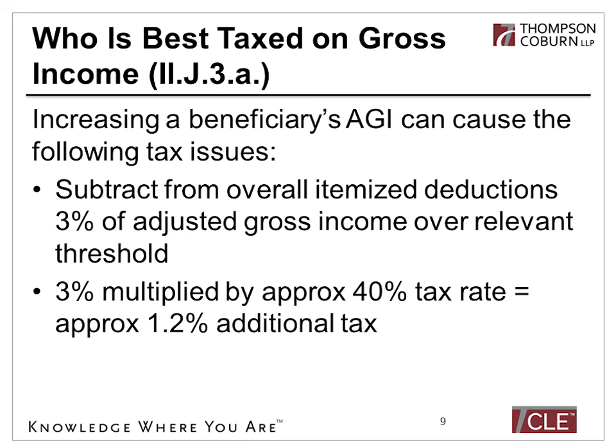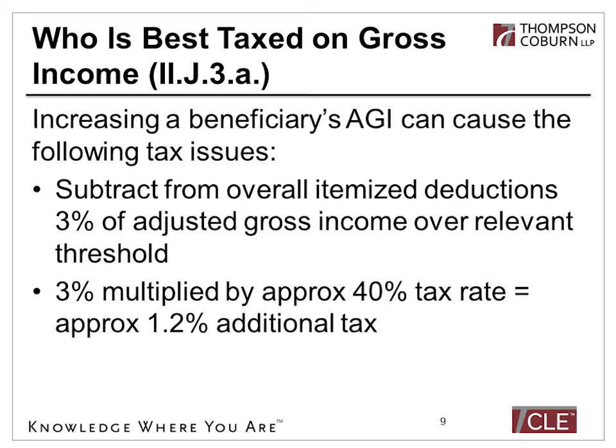Okay, so now we're on slide 9. Increasing a beneficiary's adjusted gross income can cause some tax issues. So again, when the income comes on the K-1 and the beneficiary reports it on the front of the beneficiary's income tax return, then of course it's going to be subject to income tax, but it affects more than just the tax rate. One of the ideas is that on the itemized deductions, which is Schedule A to an individual income tax return, the overall itemized deductions are reduced by 3% of the excess of the adjusted gross income over the relevant threshold.